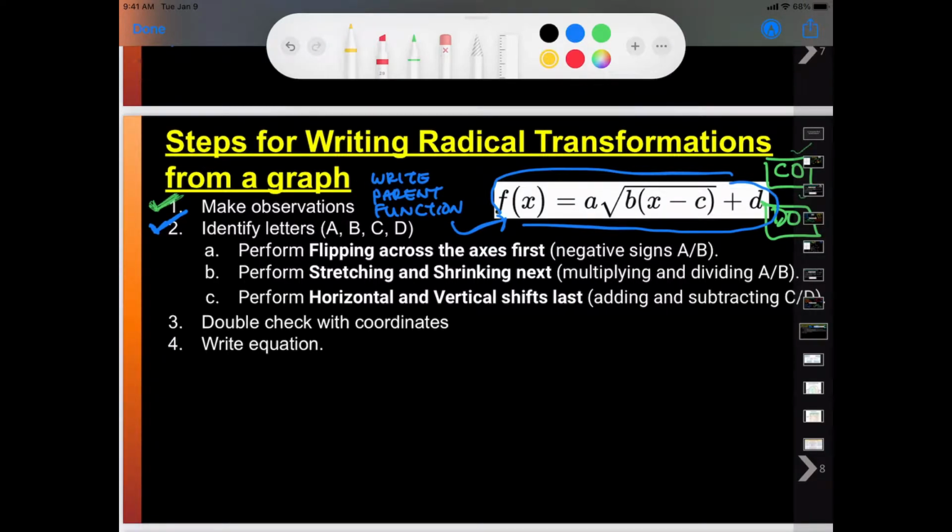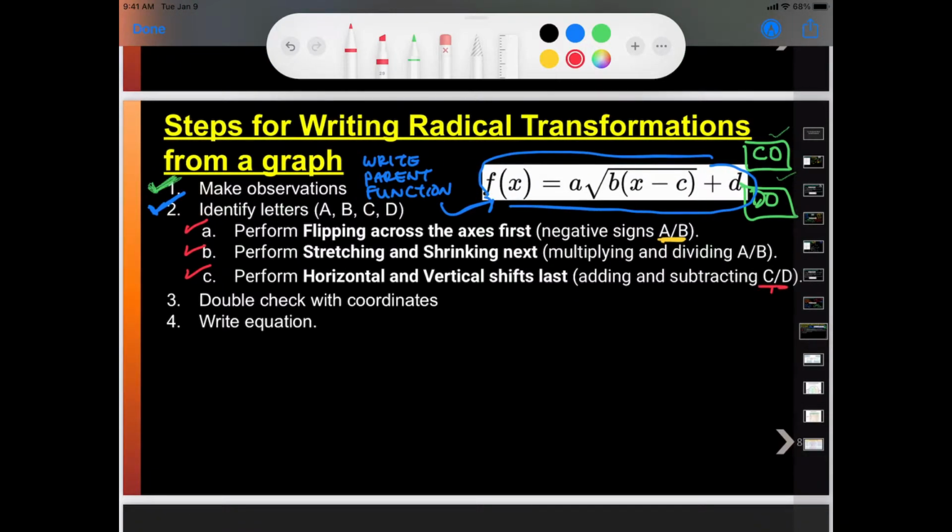Remember, A and B will help you flip it. A flips it across the x-axis, and B, if it's negative, goes across the y-axis. Perform stretching and shrinking next. So those are the factors of A and B. And then perform horizontal and vertical shifts last. This is the adding and subtracting of the C and D values.